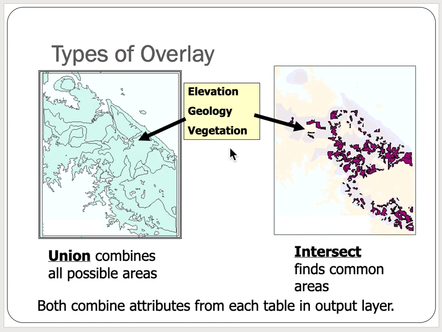So these are the same types of maps, and our layers are elevation, geology, and vegetation. And we could see how union has a greater extent of the area showing all of these three layers, whereas the intersect shows a smaller extent of the areas where these elevation, geology, and vegetation layers overlap.